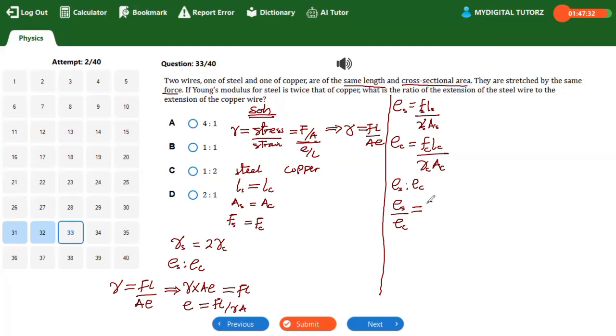So that is F solid, force on solid, length of solid, all over Young modulus on solid, area on solid, all divided by the extension of copper. I will now put F of copper, the force of copper, L on copper, the length of copper, divided by the Young modulus on copper and the cross-sectional area on copper.